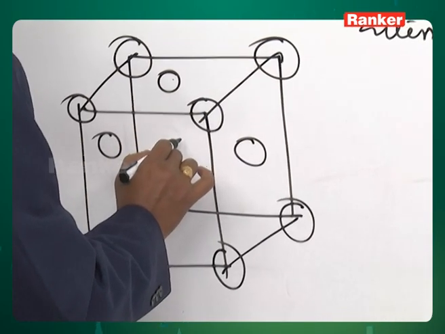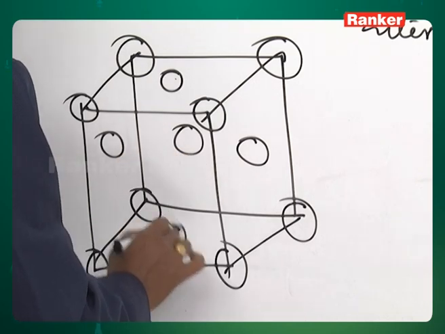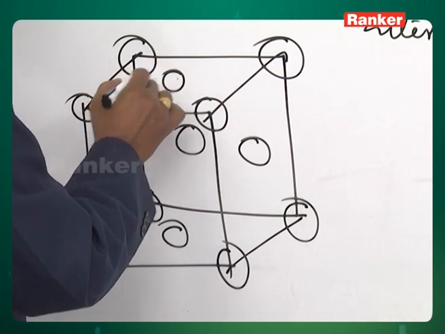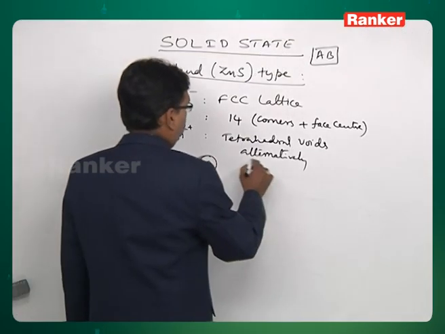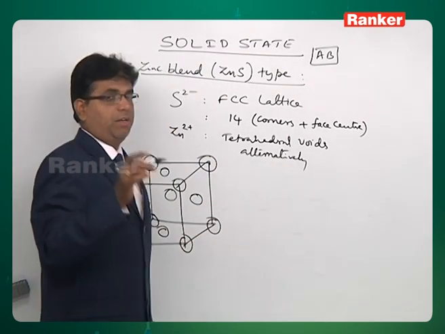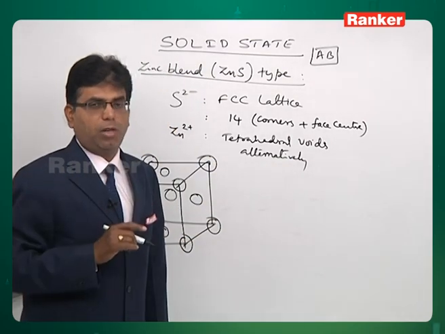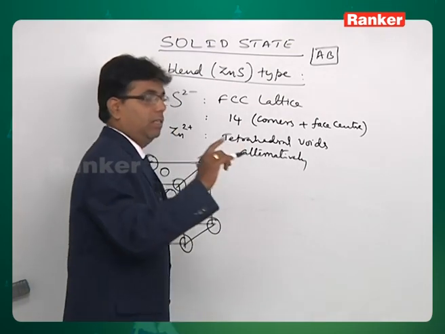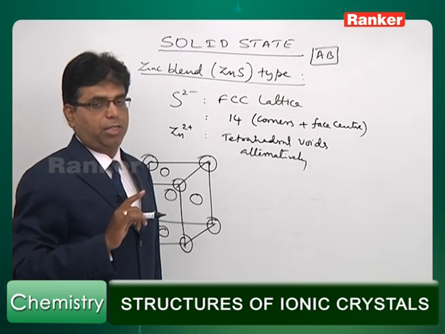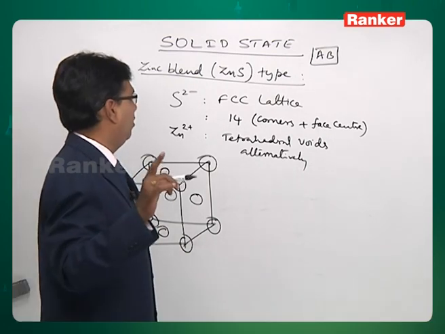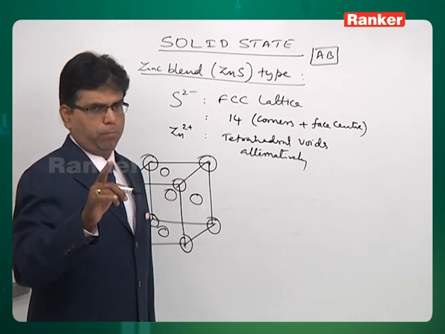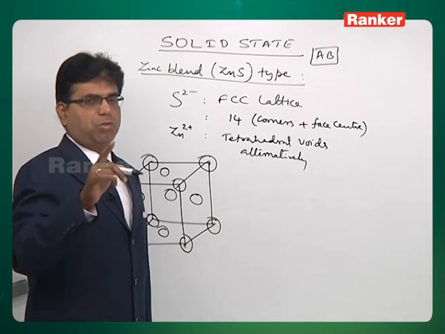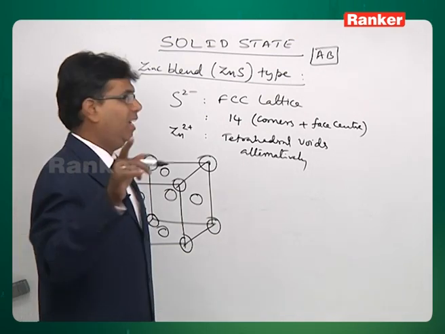Sulfide ions are at the face centers, right, front face, back face and all that if you take. Then zinc ions are at the tetrahedral voids. So, now in an FCC lattice, how many tetrahedral voids will we have? Number of tetrahedral voids is equal to twice the number of effective atoms, that is twice the rank. For an FCC lattice, the rank is 4, that is, the effective number of atoms is 4. So, the number of tetrahedral voids, which is twice that, obviously will be 8.